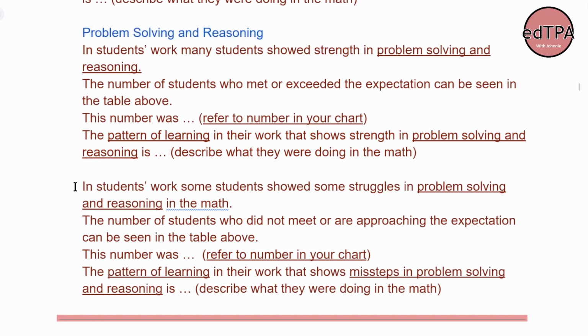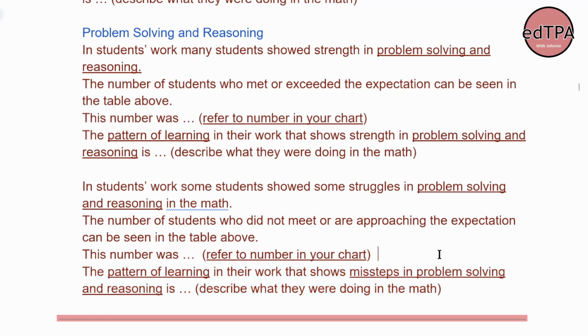And you follow with the struggles, right? In students' work, some students showed some struggles in problem solving and reasoning and math. So struggles. The number of students who did not meet or are approaching the expectation can be seen in the table above. This number was, refer to the number in the chart, and go to pattern of learning. The pattern of learning in their work that shows missteps in problem solving and reasoning is, describe what they were doing in the math.